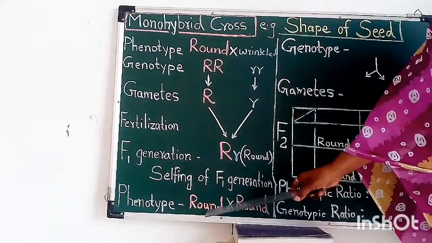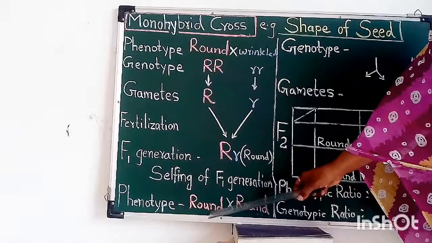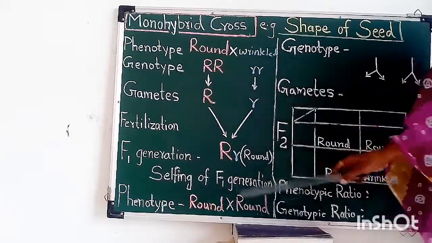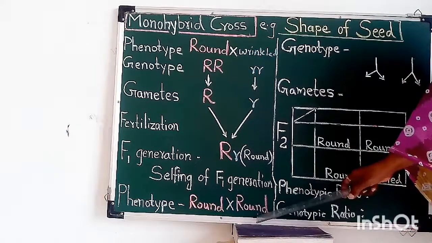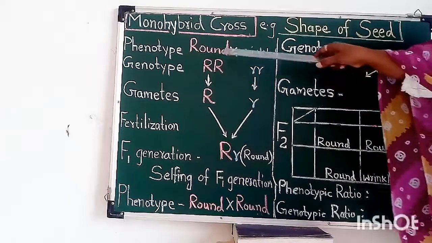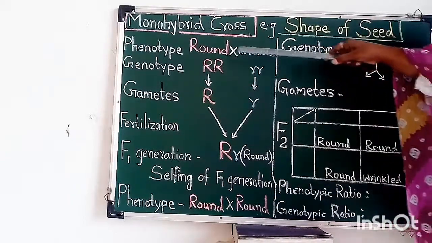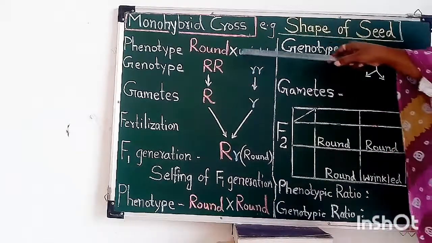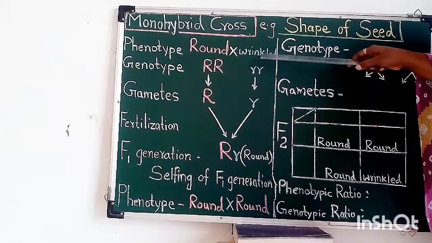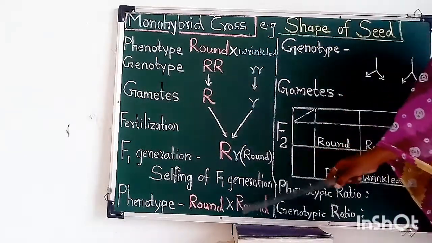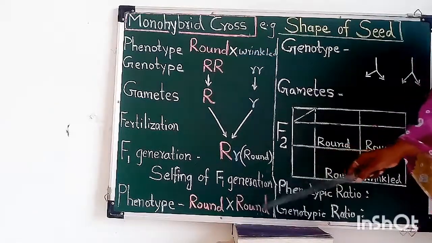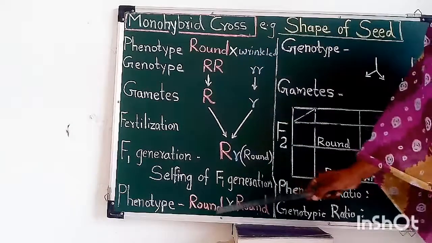Now the phenotype for the second parental generation is: the male pea plant has round shaped seeds, whereas the female pea plant also has round shaped seeds. That means in the first parental generation, both the parents were different. One was having round shape and the other parent was having wrinkled shaped seeds. But for the next generation, both the parents are having round shaped seeds only. So this was the phenotype.